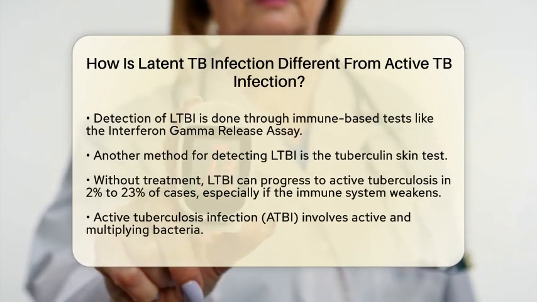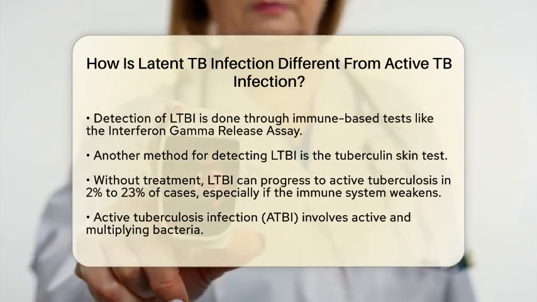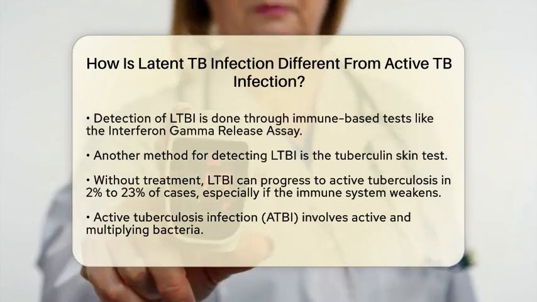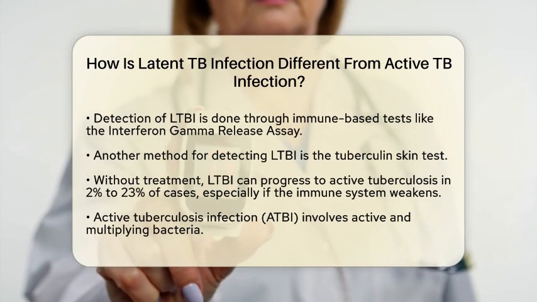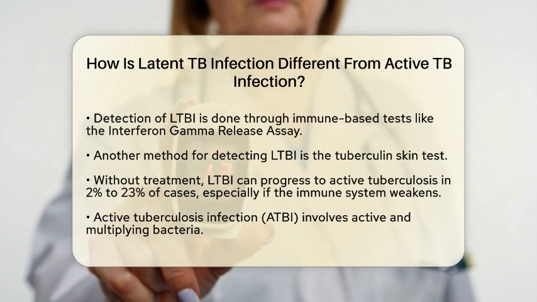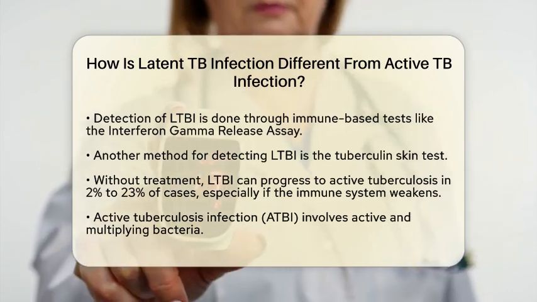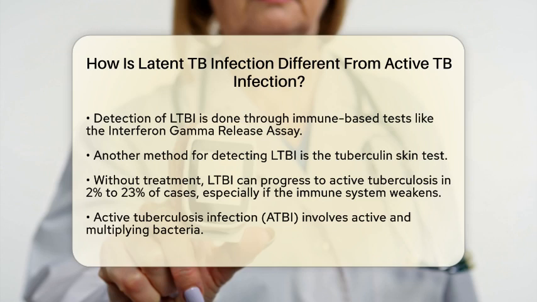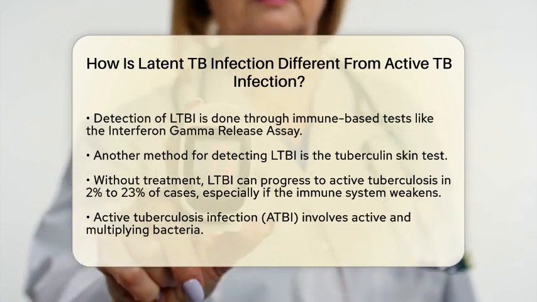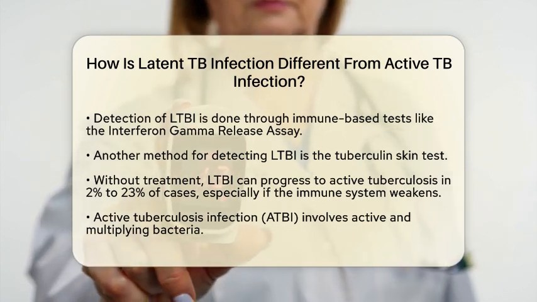To detect latent tuberculosis, healthcare providers use immune-based tests. One common test is the interferon gamma release assay, which checks how the immune system responds to tuberculosis proteins. Another method is the tuberculin skin test. Without treatment, latent tuberculosis can progress to active tuberculosis disease in approximately 2% to 23% of cases, especially if the immune system weakens. Now let's talk about active tuberculosis infection.